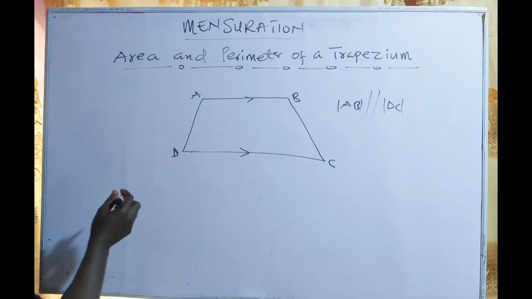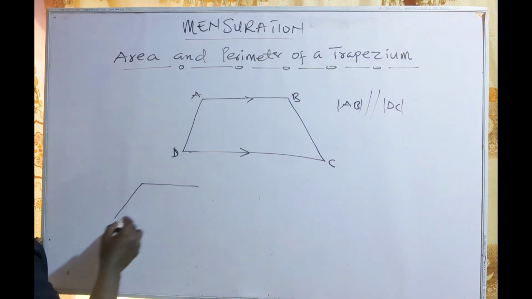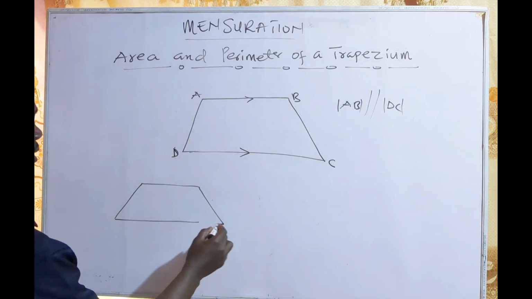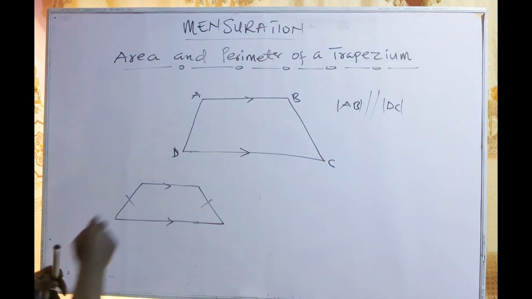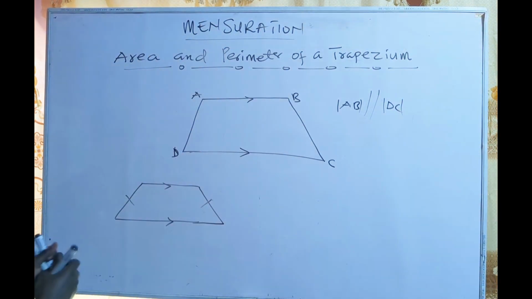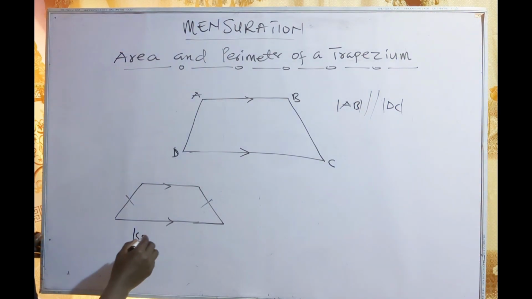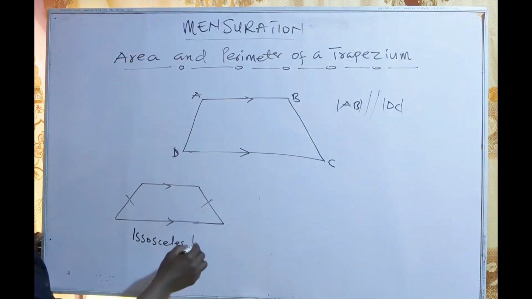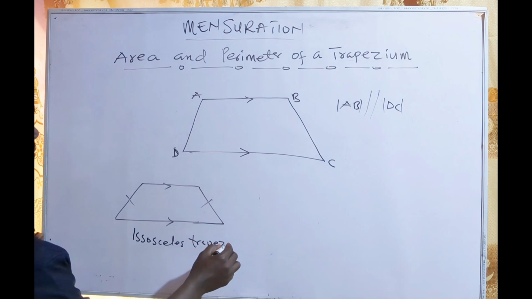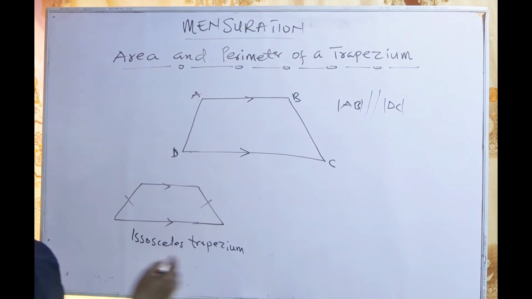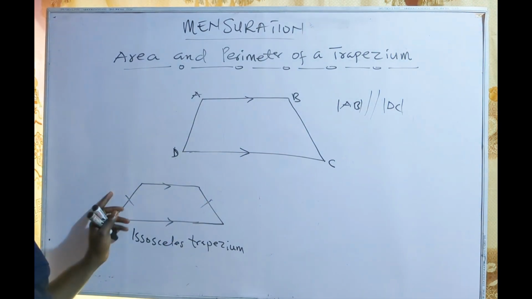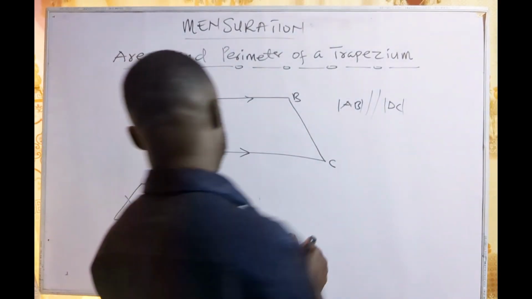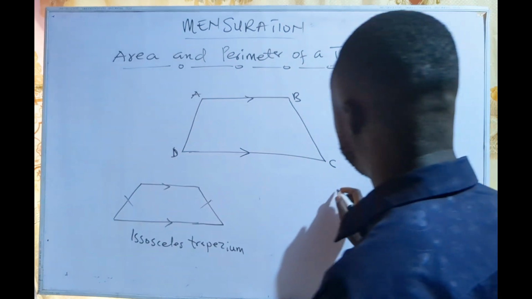We can have a trapezium, okay, where the side here and the side here are the same. Okay, though these two sides are parallel, the opposite sides are parallel, but this side is the same as this side. Okay, when it happens, we call it isosceles trapezium, where these two slopey sides are equal.